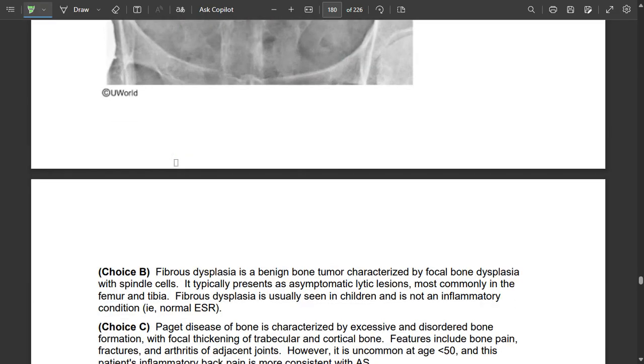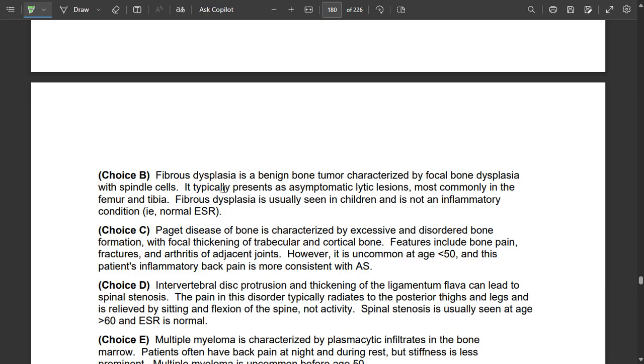So this is fused. Now fibrous dysplasia is a benign bone tumor characterized by focal bone dysplasia with spindle cells. Fibrous means fiber-like, so spindle cells are present in fibrous dysplasia, and it typically presents as asymptomatic lytic lesions, just like multiple myeloma.